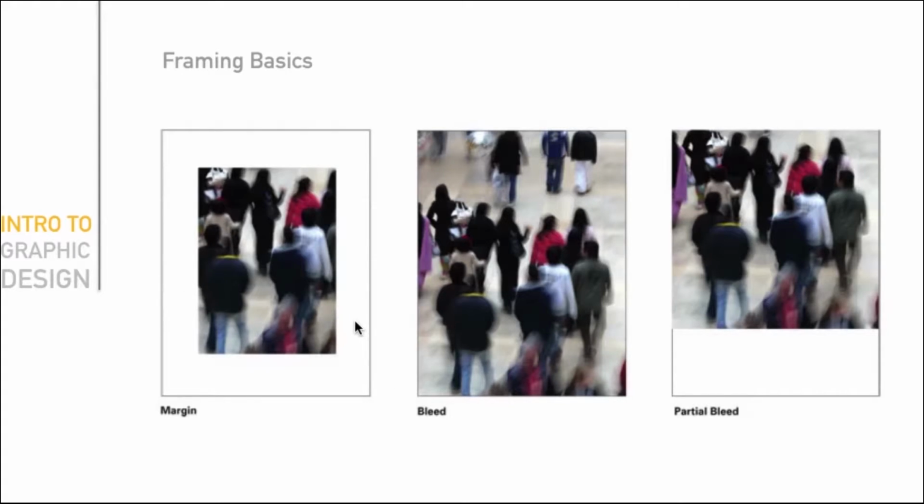Here there is no bleed. The photo is contained entirely within the perimeter or the frame of reference of the design. So what's happening here is that the photo is framed by the edge, the top edge, the side edge, and the white block below it.